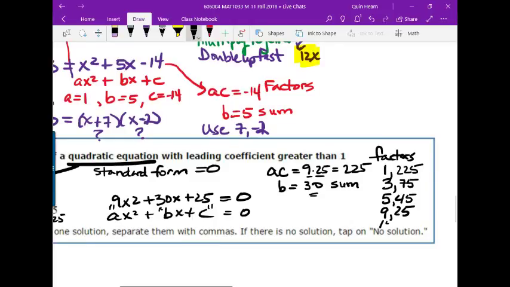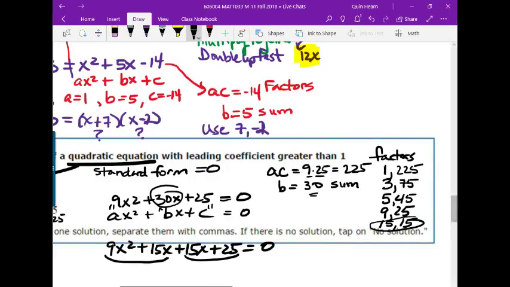Let's try 15. So how many times does 15 go into 225? It goes in, let's see, 15 times. Okay, and 15 plus 15 does add up to 30. So we can use this pair to split the middle term. So we have 9x squared, and instead of 30x, we're going to write plus 15x plus 15x plus 25 equals 0. And now we've turned a 3-term polynomial into a 4-term polynomial, and we can use grouping.